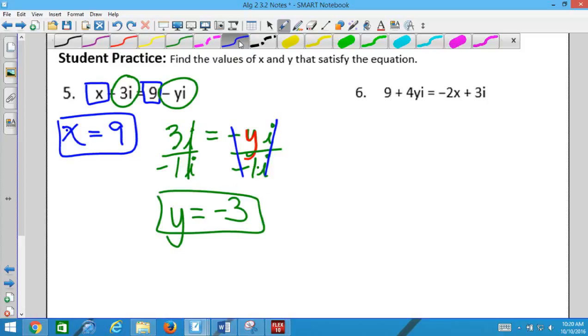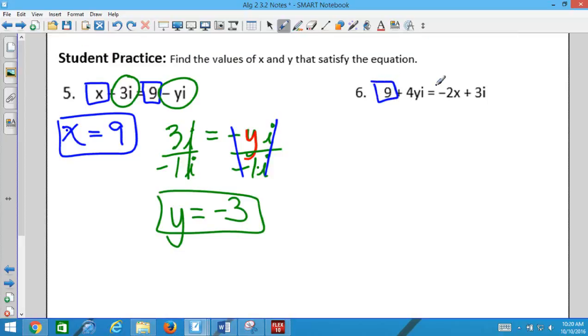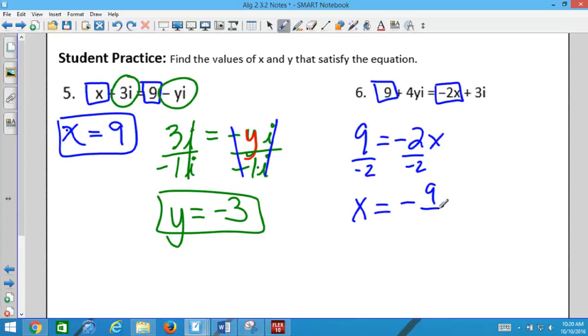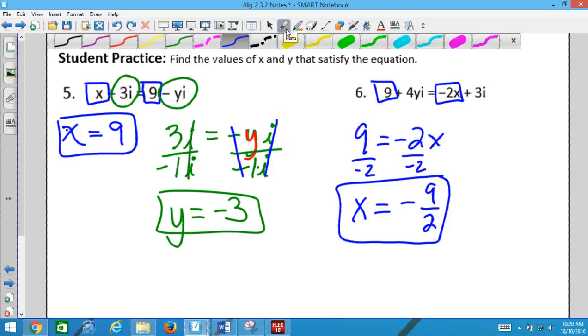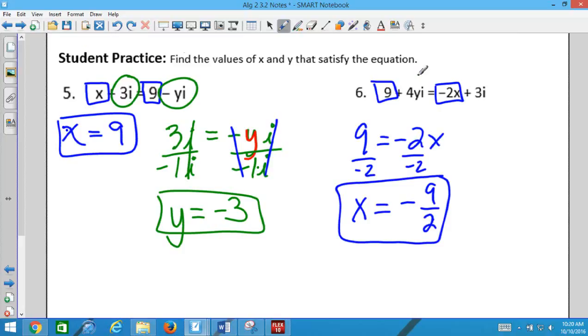Second question, number 6, we have the real component equals the real component. So 9 equals negative 2x. Divide by negative 2. And I leave my answer as fractions because that's going to help us later. Turning into negative 4.5 is not wrong, it's fine. And then we're going to do the imaginary component. So we got 4yi equals 3i.